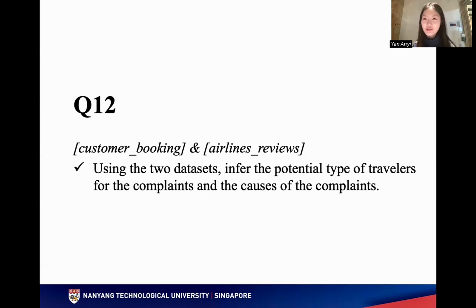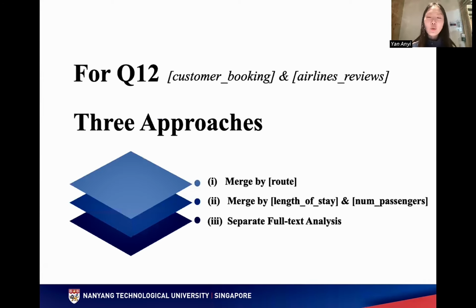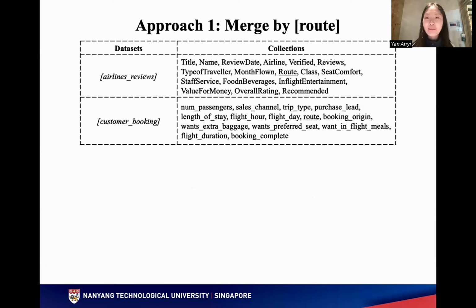Let's move on to question 12, and it's about using two data sets to infer the potential type of travelers for the complaints and the causes of complaints. After our discussion, we thought of three approaches, and we will explain them for question 12. My name is Yan Yi, and I will introduce the first approach.